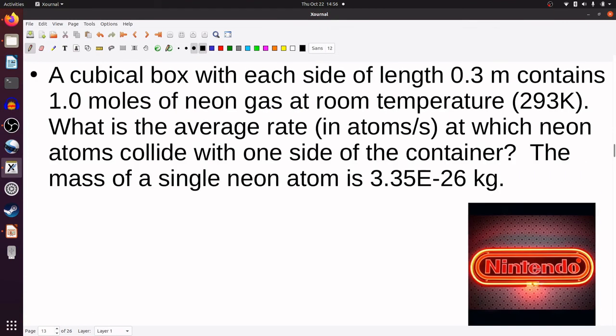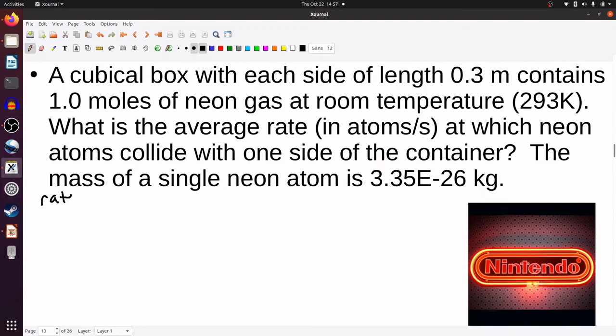And let's say the length of the side of the box is 0.3 meters, it's a cube. So you have 1 mole of neon gas at room temperature, 293 Kelvin. We want to figure out the average rate in atoms per second at which the neon atoms collide with one side of the container. The mass of a single neon atom is 3.35 times 10 to the negative 26 kilograms. So we need to figure out some sort of rate of atoms per second.